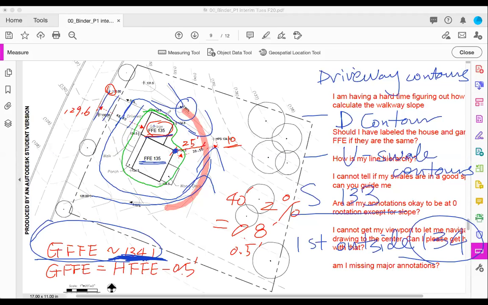Okay? And then when you have the whole draft for your contours, make sure everything stays within the range of the slopes. Then you go back to your walkway. Okay. Perfect. Thank you very much.